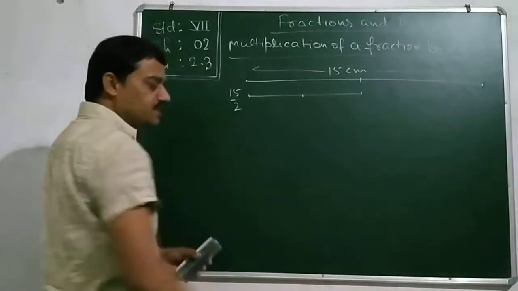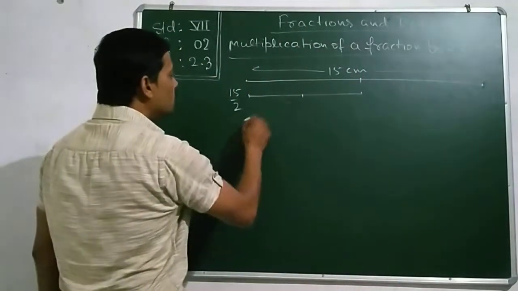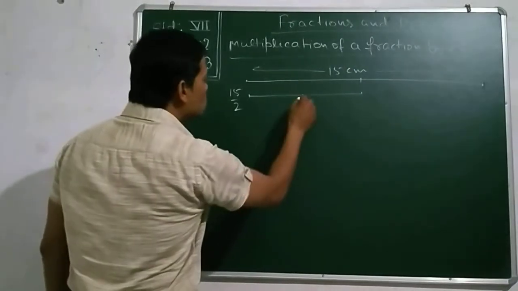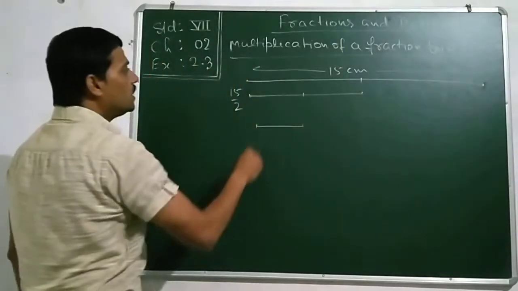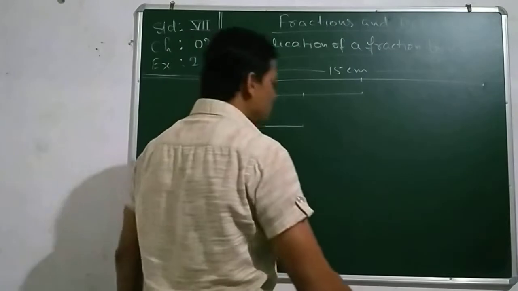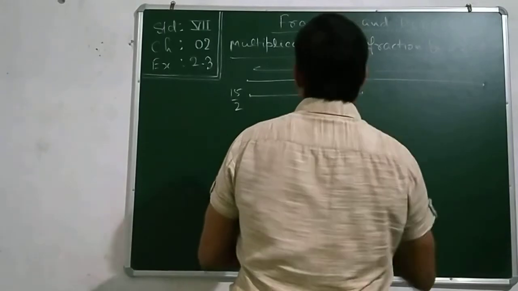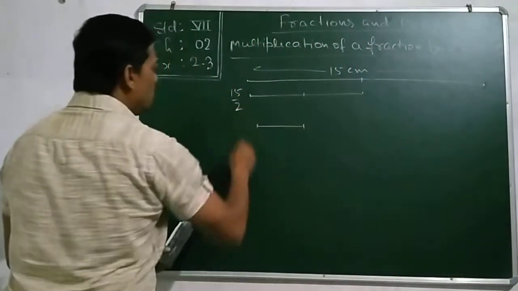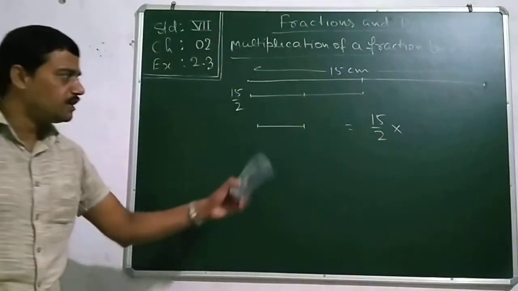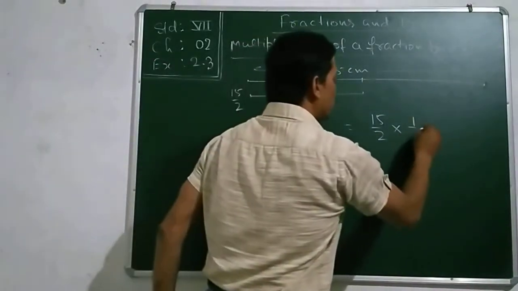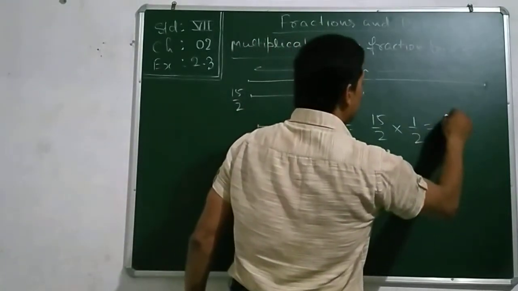If we further divide it into two parts, then what will it represent? 15 by 2 into 2. That means by dividing it here, we got up to the length of this only, and this much length will be 15 by 2 into once again divided by 2. So 1 by 2 will be multiplied. It will be 15 by 4.